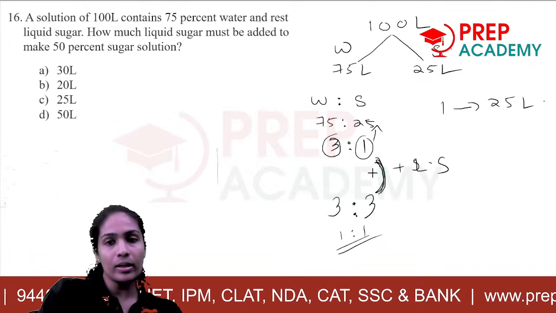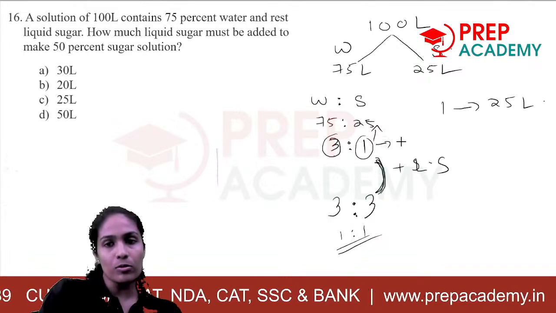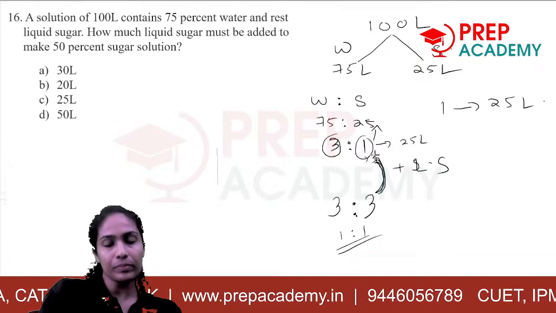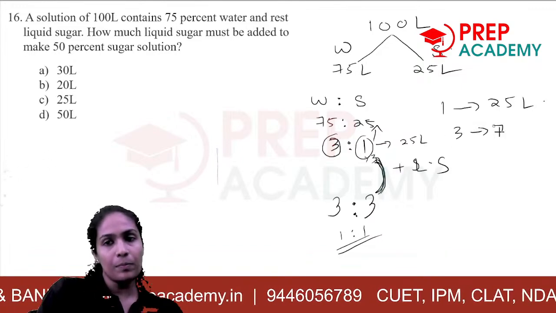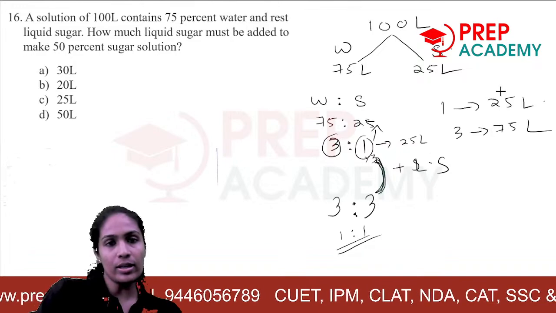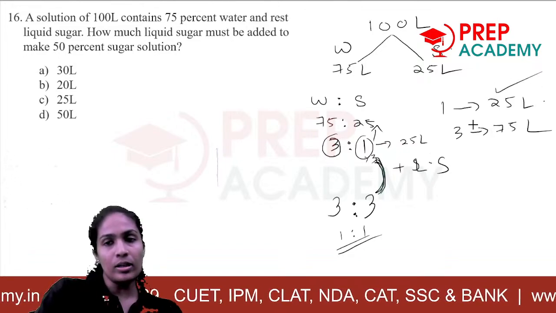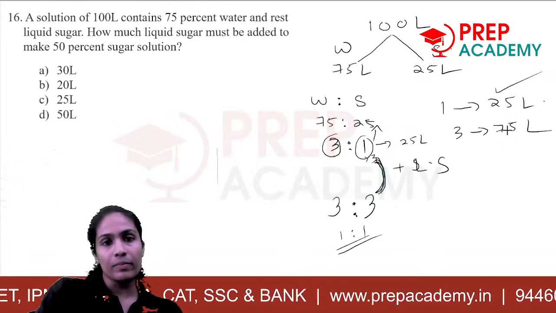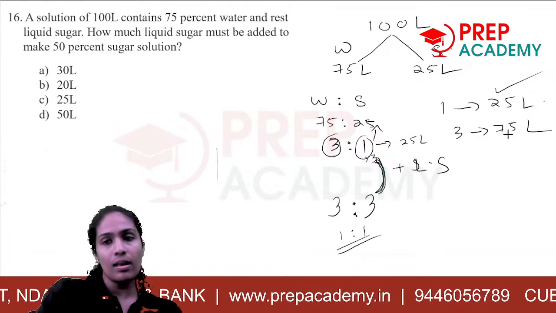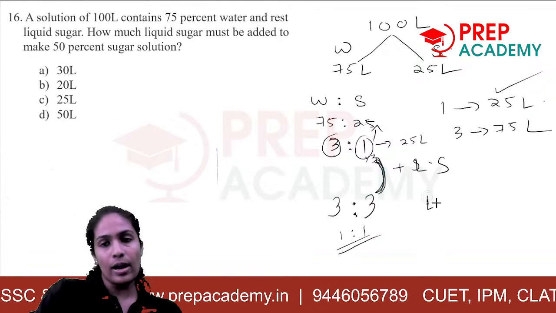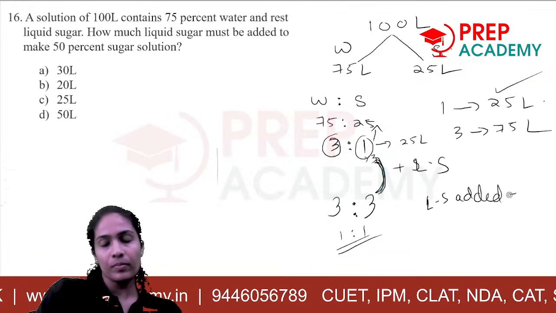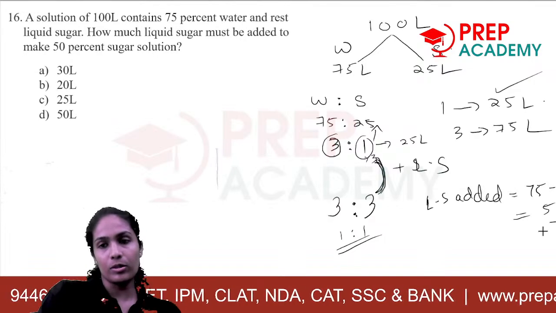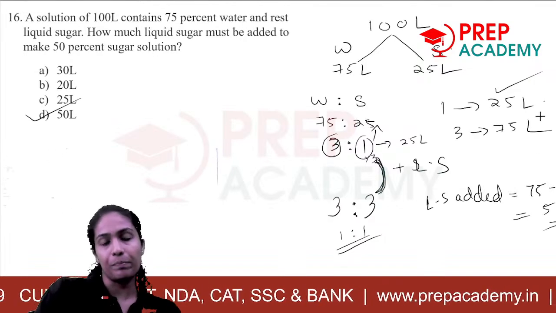1 corresponds to 25. You have to convert it into 3, that is, you have to multiply this with 3. So 3 corresponds to 75 liter. Initially, the liquid sugar was 25 liter. Now it is 75 liter. So the liquid sugar added is equal to 75 minus 25, which is equal to 50 liter. The answer is option B, 50 liter.